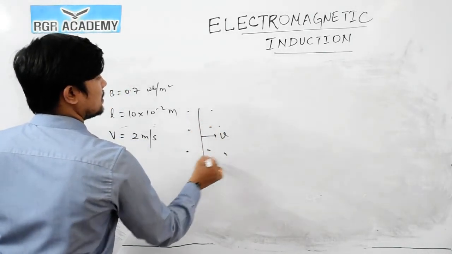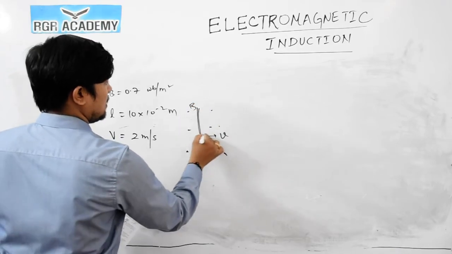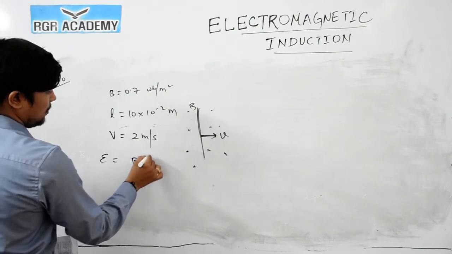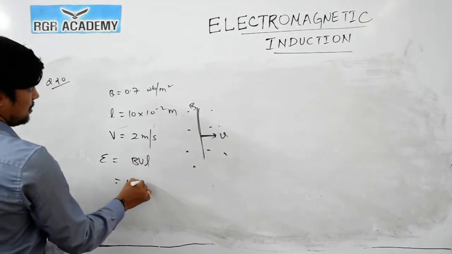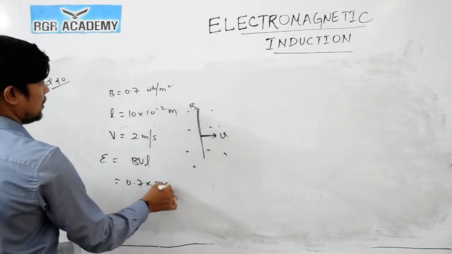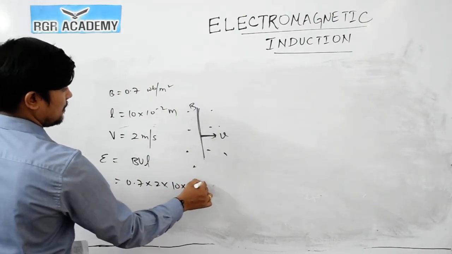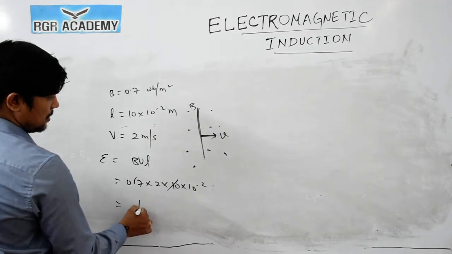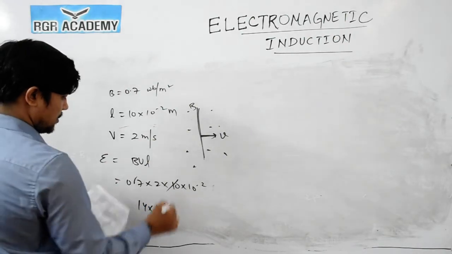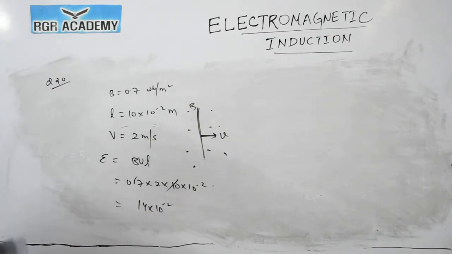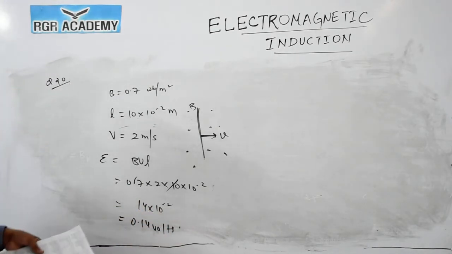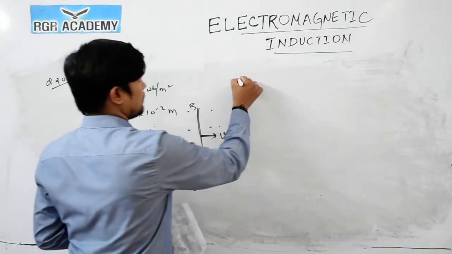So you can consider the magnetic field in this direction. This is the length, this is the velocity. So directly we can say the induced EMF will be B into V into L. A direct formula based question: 0.7 into V is 2 into length is 10 into 10 to the power minus 2. If you solve this, this will be 14 into 10 to the power minus 2, which means 0.14 volt. Now question number 21.